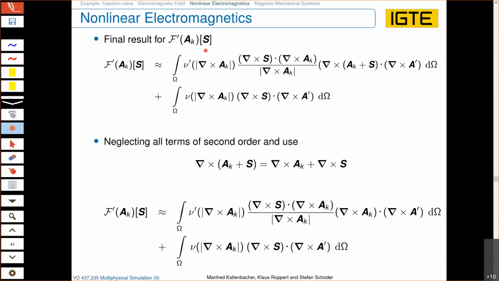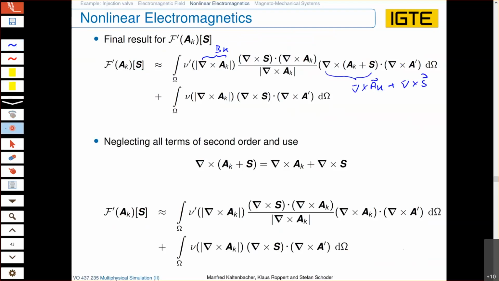As you can see, we have to evaluate mu prime at the absolute value of B_k, which is not a problem, which we are able to compute because we know already our solution at the iteration k. So we can also compute the curl of A_k, we can compute the absolute value of the curl of A_k, and this term here we can rewrite as the curl of A_k plus the curl of s. Okay, and then we just have here the curl of the test function.